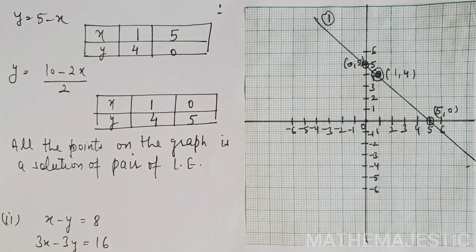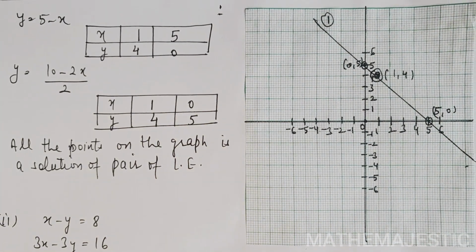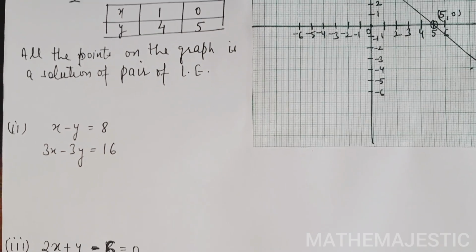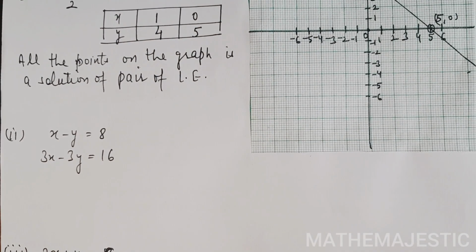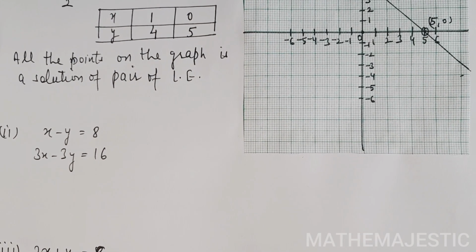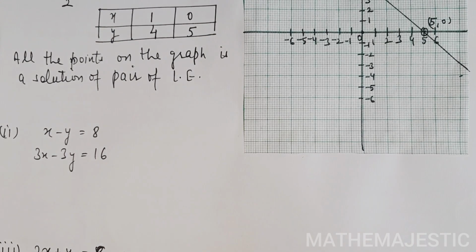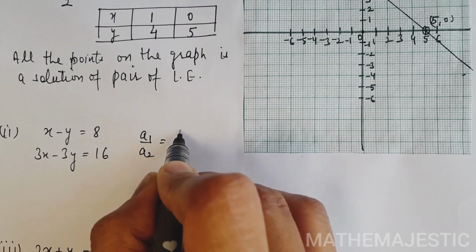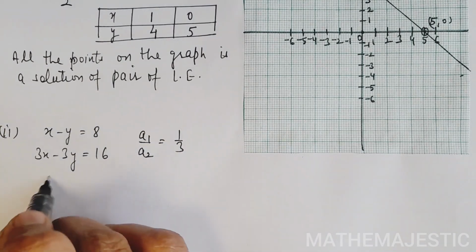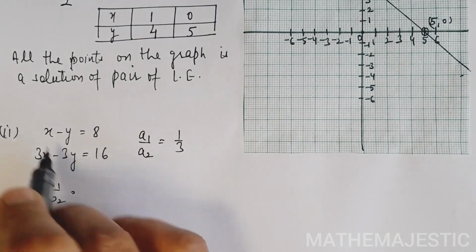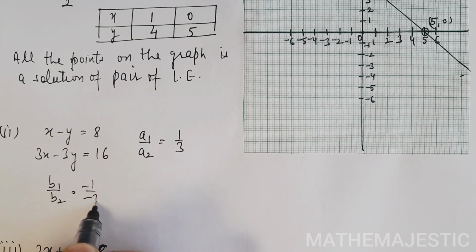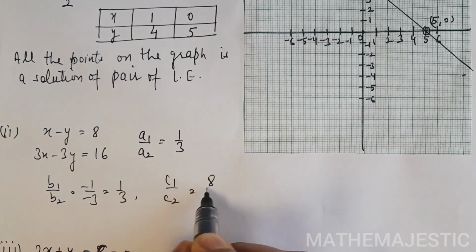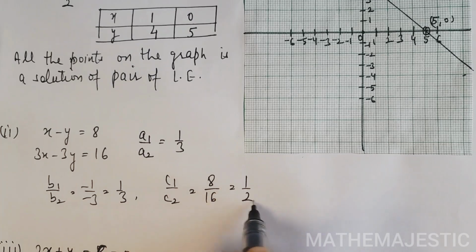So now we will move to the question number 4, second part, that is x minus y is equal to 8 and 3x minus 3y equals to 16. So we will do similarly. First we will check whether it is consistent or inconsistent. So here if you will check, a1 by a2 is 1 by 3. b1 by b2, that is minus 1 by minus 3, that is again 1 by 3. c1 by c2 is 8 by 16, and that is equal to 1 by 2 only.